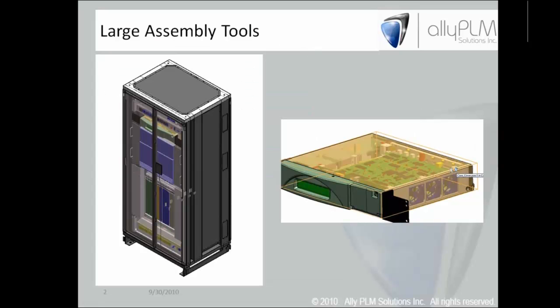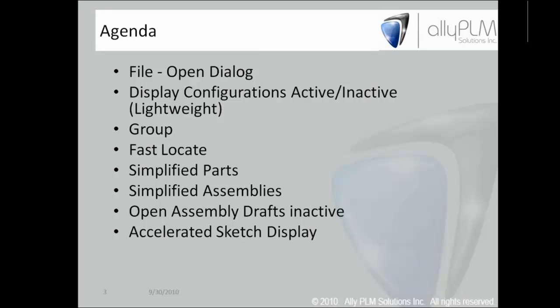So like I said, today's session is on large assembly tools, and just a brief agenda. I made a slide here so you can see what we're going to talk about. We want to talk about how we can open up large assemblies really fast, so let's look at the File Open dialog box. We're going to look at display configurations, whether an assembly or a subassembly or whatever level is active, inactive, whether those parts are hidden and shown, and how we can create display configurations to map those. We're going to look at being able to group parts in the assembly pathfinder, maybe shorten up that tree a little bit. We're going to look at a fast locate option. We're going to look at simplifying parts and also simplifying assemblies, so both levels there.